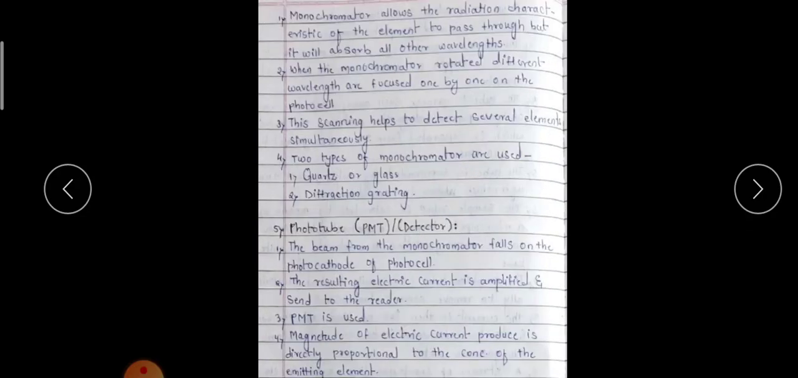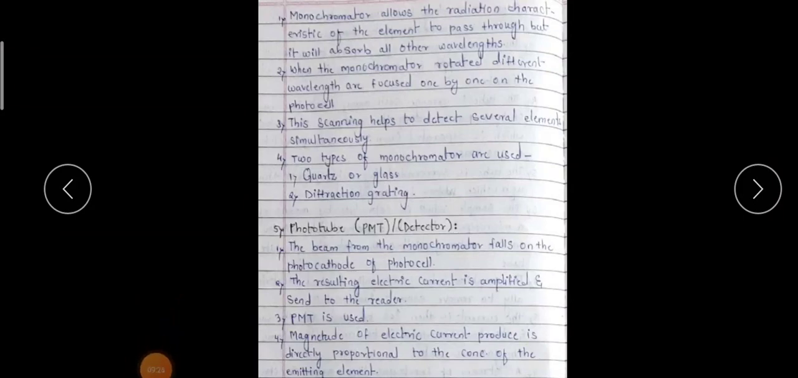Then the monochromator. The function of the monochromator, as we have already seen. What is the role of the monochromator? The monochromator allows the radiation characteristic of the element to pass through, but it will absorb all other wavelengths. When the monochromator is rotated, different wavelengths are focused one by one on the photocell. This scanning helps to detect several elements simultaneously. Two types of monochromators are used, as we have already seen: quartz or prism, and a diffraction grating. It was a part of your 12th.